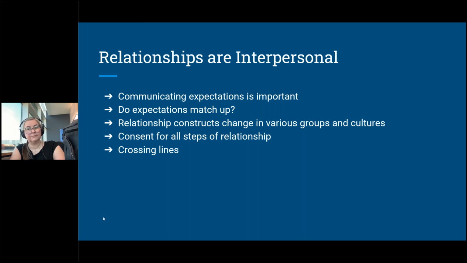And crossing lines. Sometimes we cross lines and we need to be aware of that. And I think the most important thing when you cross lines is to apologize and ask how you can do better next time, if you want to maintain that relationship.